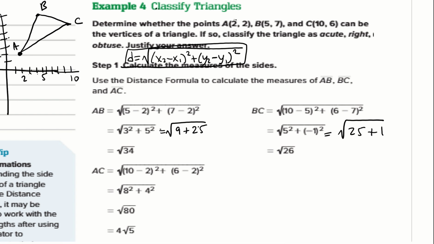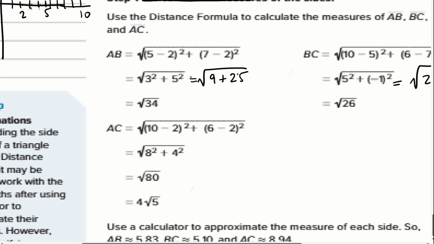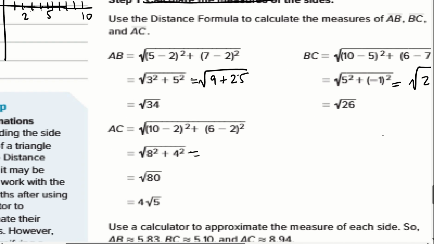And then finally, we got AC. So subtract the x coordinates, subtract the y coordinates, and then square them. 8 times 8 is 64. 4 times 4 is 16. You add them up to get square root of 80. Now let's show you how to simplify square root of 80.